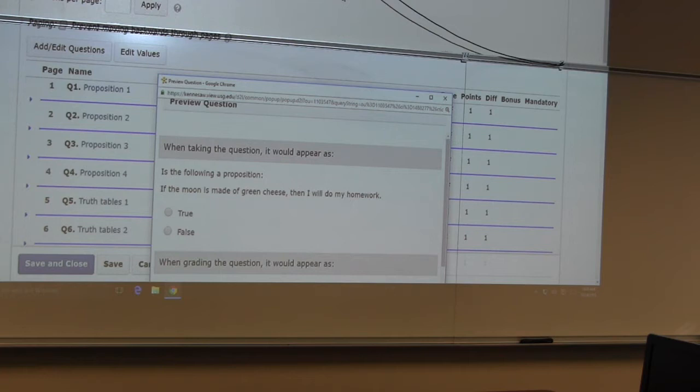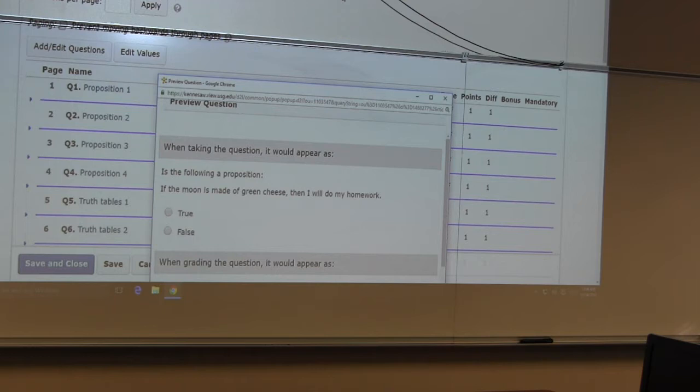What about this one? Here we get into the if statements. If the moon is made of green cheese, then I will do my homework. Is that a proposition? Yes. It is, isn't it? It's not a good statement, maybe. By the way, is that a true or false statement? It depends on your personal opinion. False?